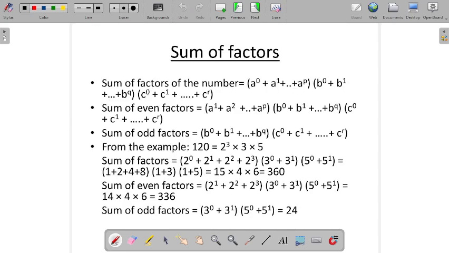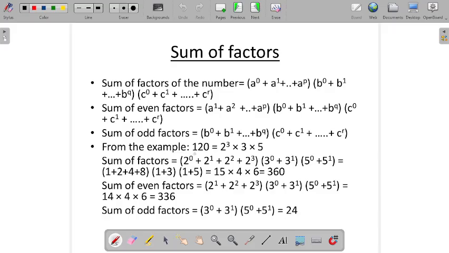Next, how to find sum of factors. Here the formula is: sum of factors of a number equals (a power 0 plus a power 1 and so on up to a power p) into (b power 0 plus b power 1 and so on up to b power q) into (c power 0 plus c power 1 and so on up to c power r), etc. When I read this formula, it might be a little confusing. Let us apply this formula in the example, then definitely you will understand.